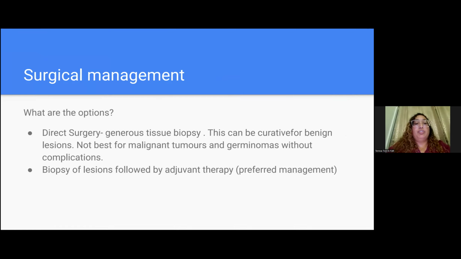Surgical management. So what are our options with surgical management? We have direct surgery, where we could do a generous tissue biopsy. This could be curative for benign lesions, but it's not best for malignant tumors or germinomas without complications. We also could do biopsies of lesions followed by adjuvant therapy, which is the preferred management.